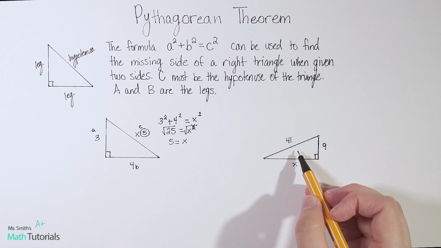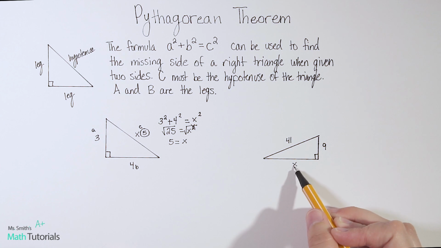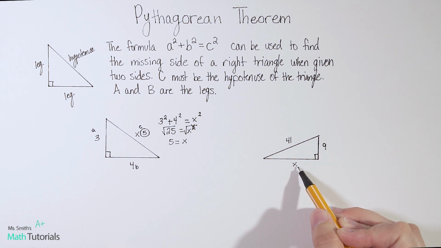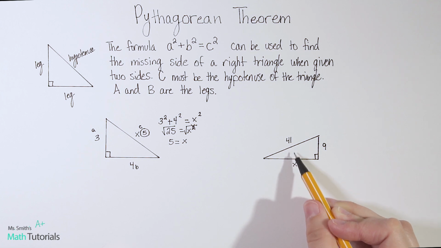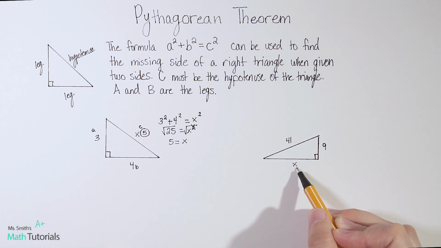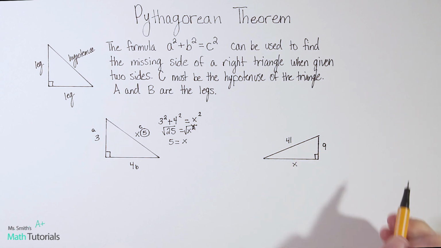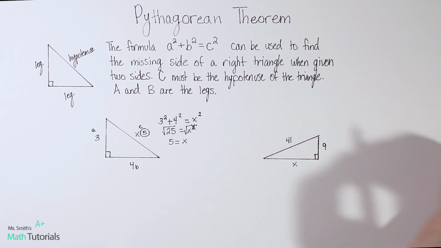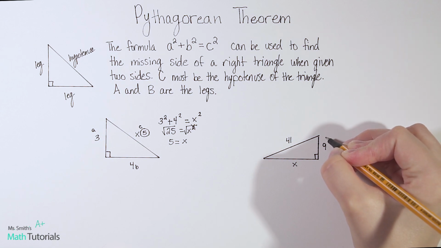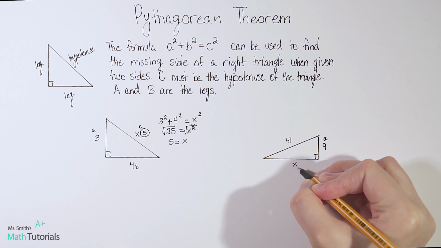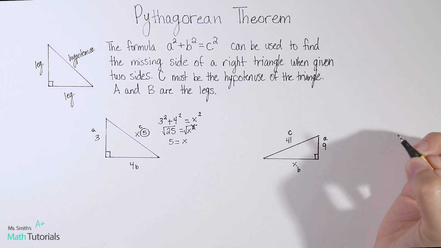Let's look at this example over here. Again, I have a right triangle. I know two sides and I need to know a third side. Remember, the hypotenuse must be C. This time my x is not going to be my C. My 41 will be the C. So I'll call this 9 A, the x I'm going to call B, and then the hypotenuse, as always, will be C.